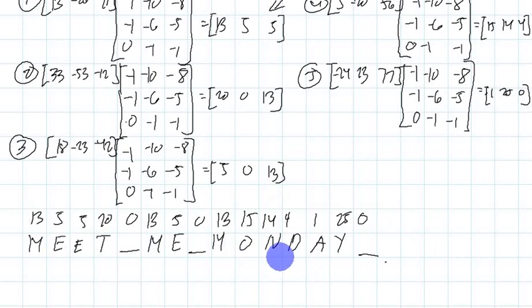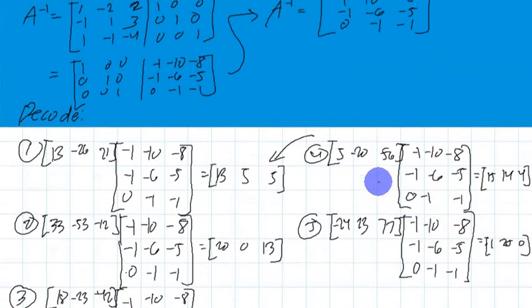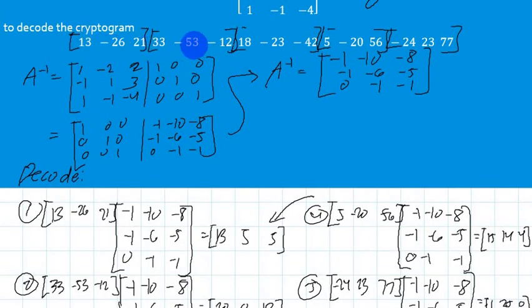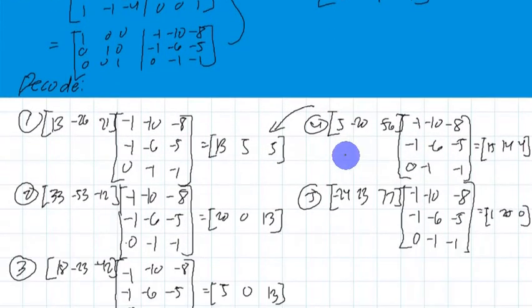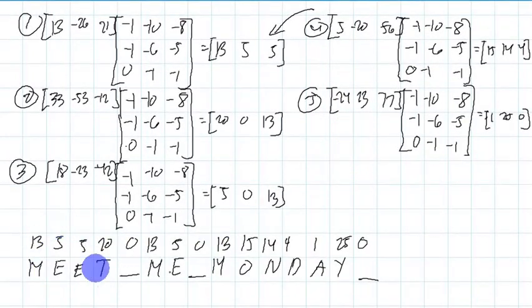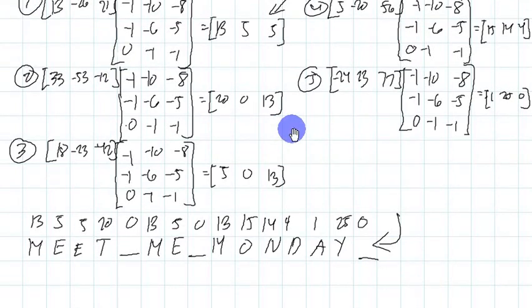This is actually the first message that we have encoded. So if you will notice, this cryptogram here is the answer to what we did when we encoded our message. And now we have decoded it back to the original message that we had. And this is an example of decoding a cryptogram using the inverse of a matrix and matrix multiplication.